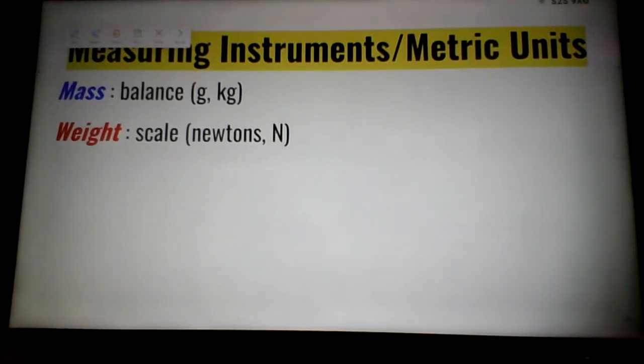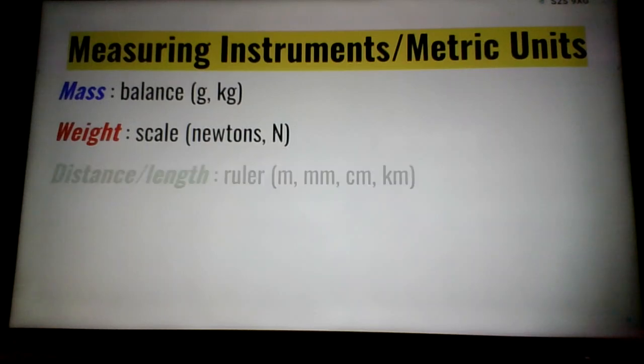We use a scale to measure an object's weight, and I'll show you different kinds of scales when the time comes. To measure distances and lengths, we use something called a ruler. You're used to a 12-inch ruler or a 6-inch ruler. A yardstick is a ruler. A meter stick is a ruler. Then 1,000 millimeters make up a meter. So a millimeter is 1,000th of a meter. A centimeter is 100th of a meter.